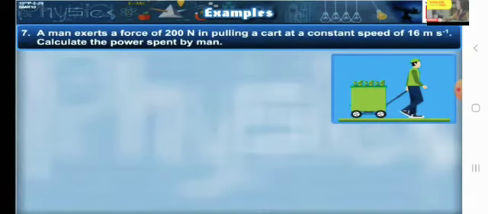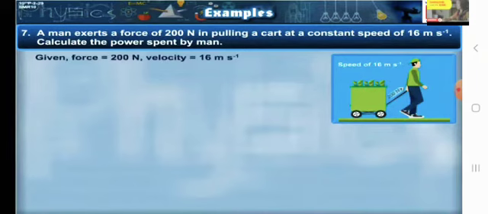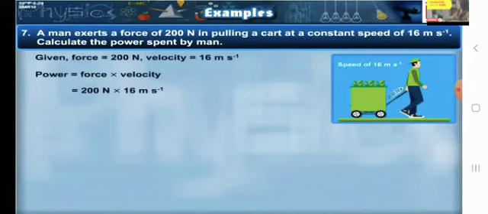Seven, a man exerts a force of 200 Newton in pulling a cart at a constant speed of 16 meters per second. Calculate the power spent by man. Given force is equal to 200 Newton, velocity is equal to 16 meters per second. Power is equal to force into velocity, which equals 200 Newton into 16 meters per second, which is equal to 3200 watt.